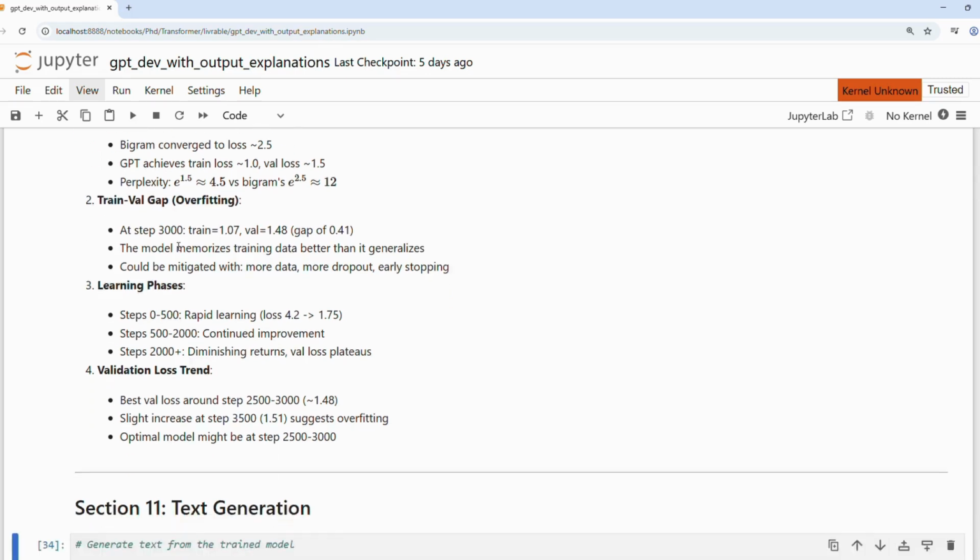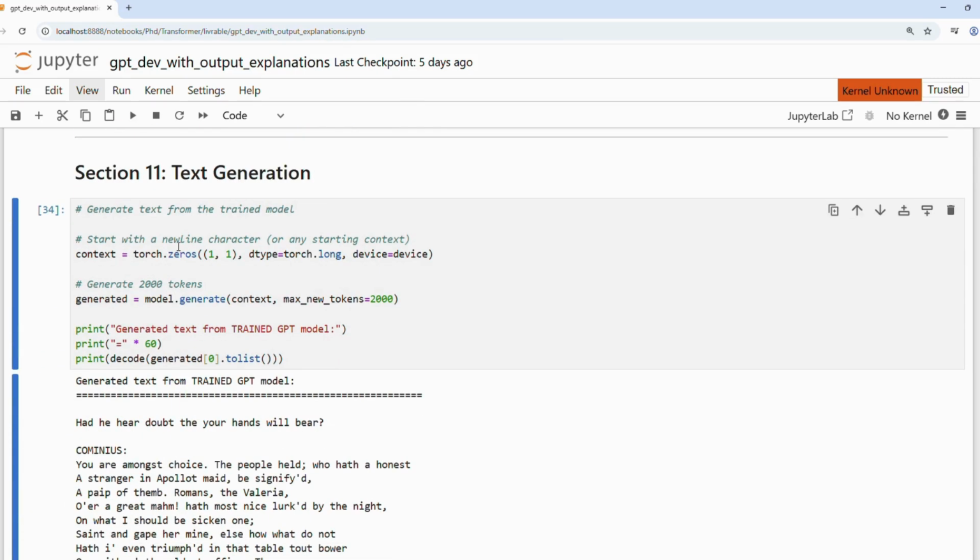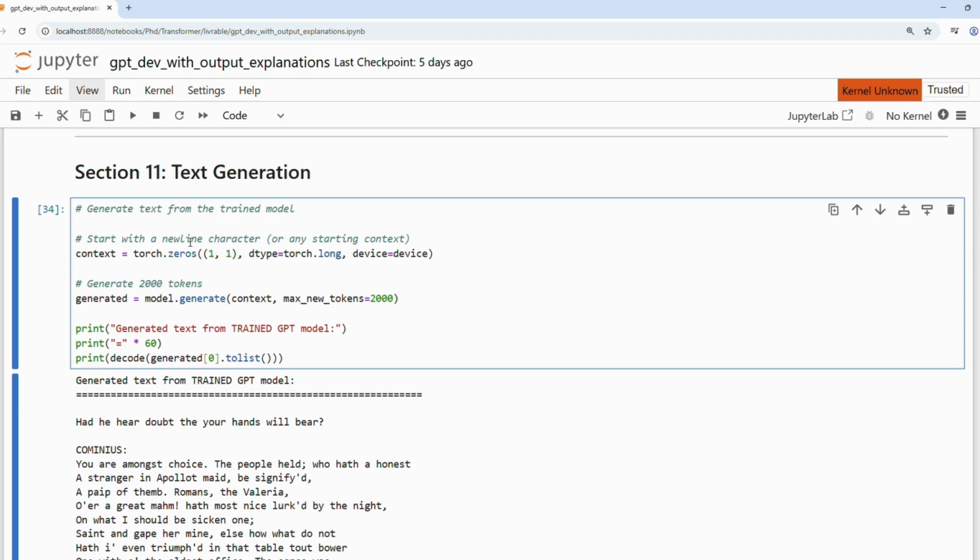Section 11. Text Generation. Now comes the moment of truth. We generate 2,000 tokens from our trained model, starting from a single new line character. The quality difference is immediately apparent. The generated text exhibits several remarkable properties.